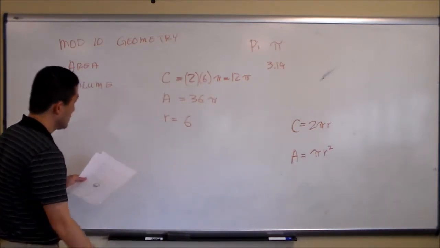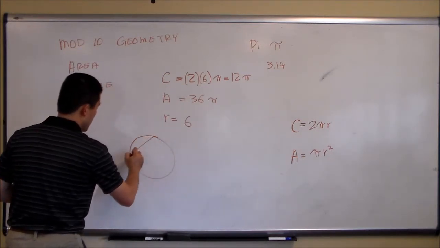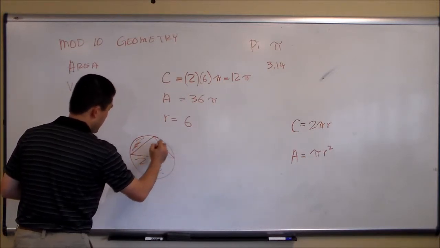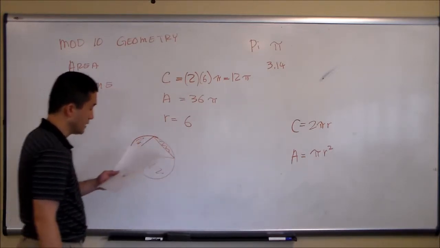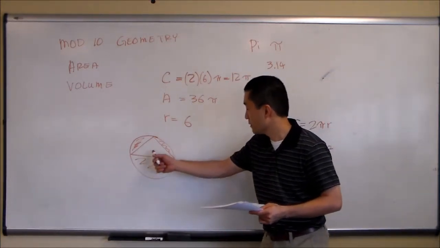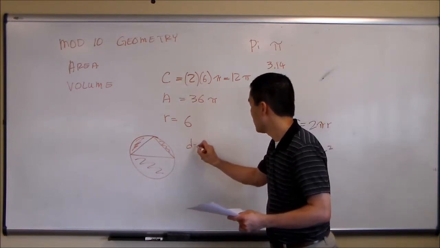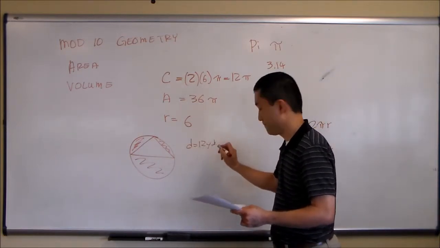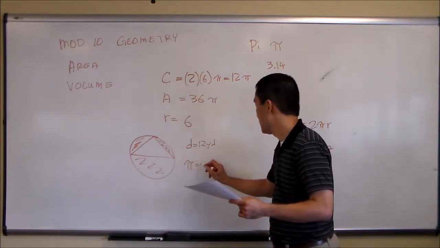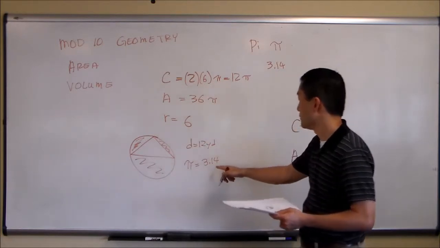Okay. So what do you do if you have an area like this? I need you to find the area that's shaded, everything but the triangle. Given the diameter is 12 yards, and then we use the pi to be 3.14. So instead of using pi, I'm going to use 3.14.